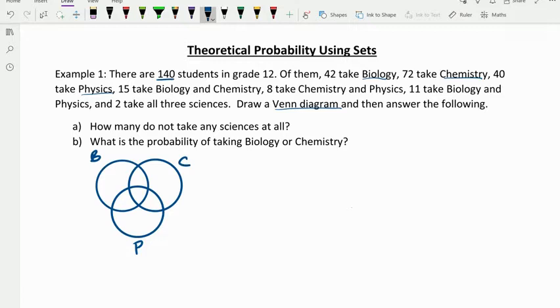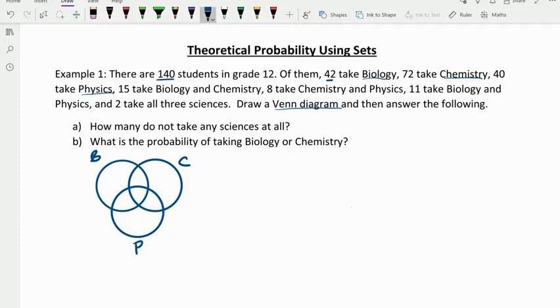What is going on is that some of these 42 biology students maybe also take chemistry and or physics. And so we have overlap between each of these. And so what we have to do is sort through our numbers to determine how many just take biology, how many just take chemistry, etc. In order to do that, we're going to fill in our Venn diagram.